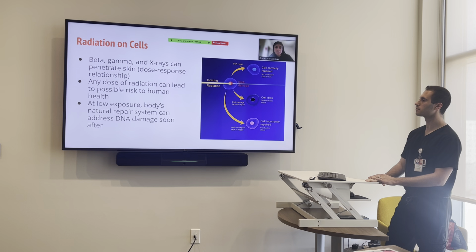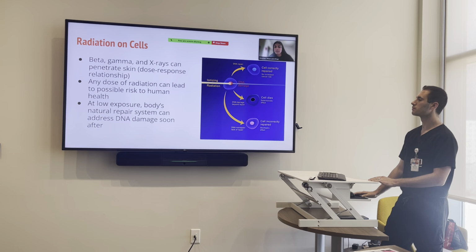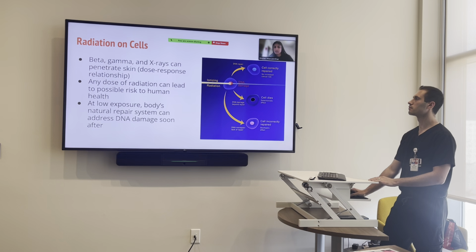However, any dose of radiation can lead to a possible risk to human health. But at low exposure, the body's natural repair system can address DNA damage soon after. So we can see in the diagram here, 3 different options. First is that the cell is correctly repaired with our innate repair mechanisms, and that causes no increased risk of cancer or anything else like that.